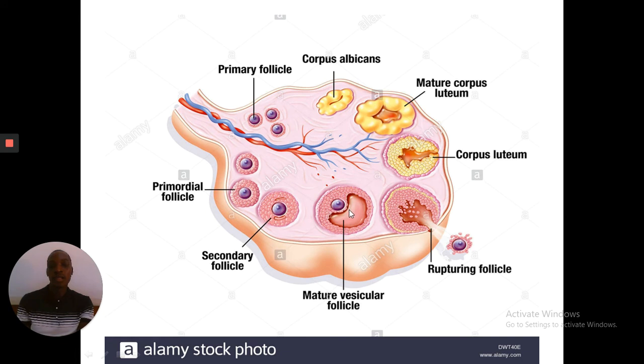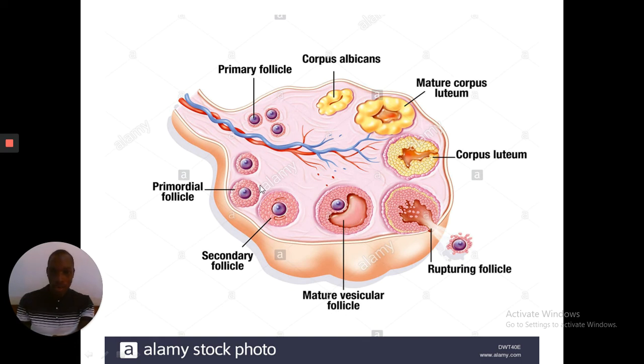And this is the antrum, which is fluid filled. And now, when this follicle reaches here, we say it has matured and it is ready for ovulation. It is ready for release from the ovary. It has grown big enough. The egg is ready. So when it has matured and it looks like this, we call this a Graafian follicle or a mature vesicular follicle.